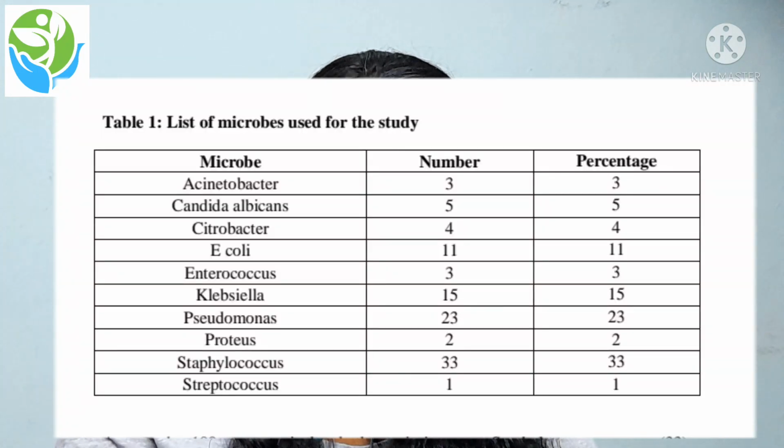The microbes isolated from 100 pathogenic infections are Acinetobacter, Candida albicans, Citrobacter, E. coli, Enterococcus, Klebsiella, Pseudomonas, Proteus, Staphylococcus and Streptococcus. The most frequently occurring pathogens were Staphylococcus, Klebsiella and E. coli as well as Pseudomonas.